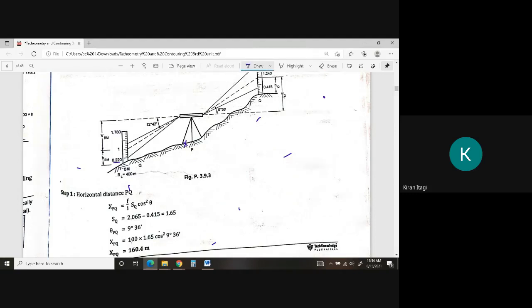RL at Q he is asking. So first we have to determine the height of the instrument. How will we determine the height of the instrument? We have the RL of the benchmark, how much he has given, that is 400. It can be 100 or 400. Plus central hair reading, how much is there? 0. Then we have to determine the vertical distance, this one VBM.